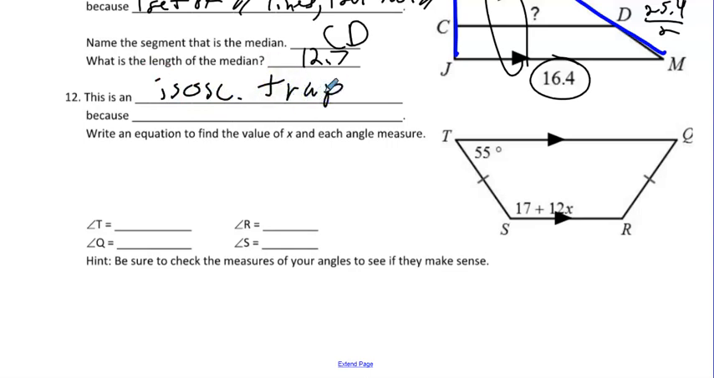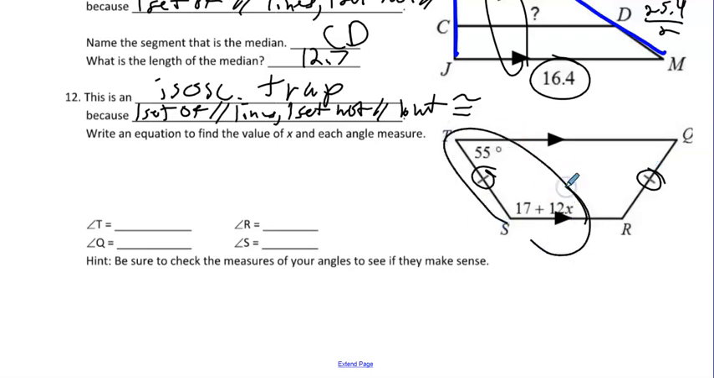Why is it that one set of parallel lines, one set not parallel, but congruent? Okay? So, what do we know about consecutive angles? They're not equal to each other. Look, this one is clearly obtuse, and this one's acute. They can't be equal. Don't do it.